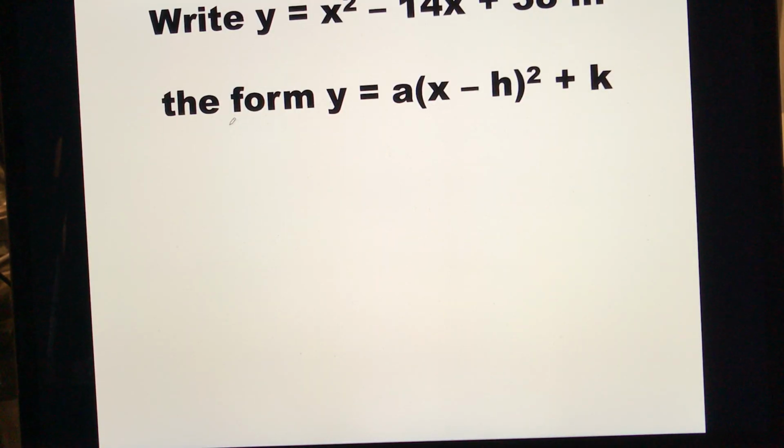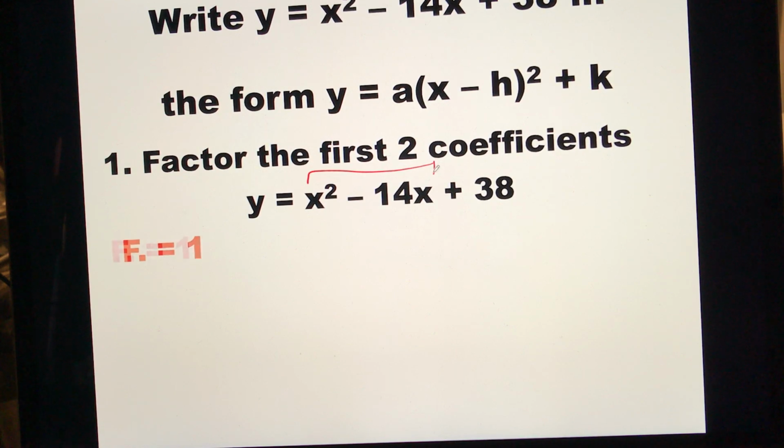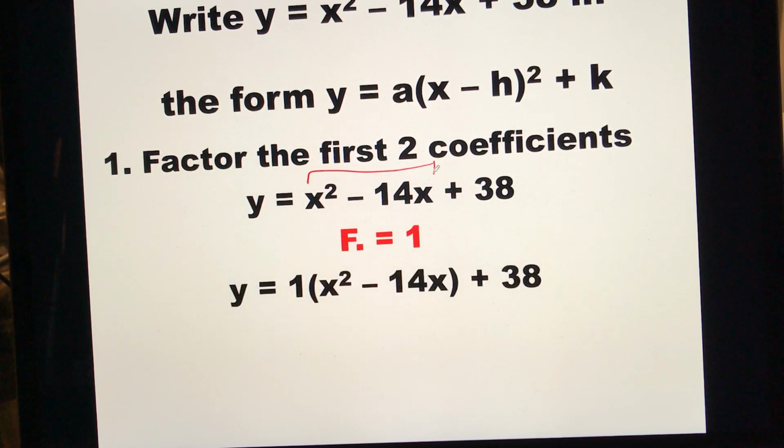So here's the question. We're going to write this quadratic in this vertex form, a(x − h)² + k. So step 1, we are going to factor the first two coefficients. So here's my x squared and my take away 14x. The common factor is 1. I'm going to leave the x's in there. I'm just going to look at the numbers. I'm going to pull a 1 out front.